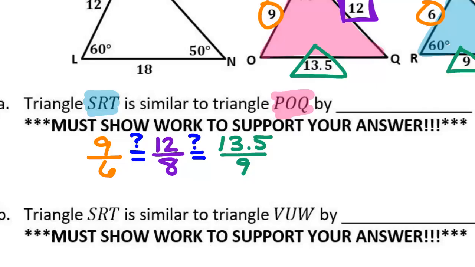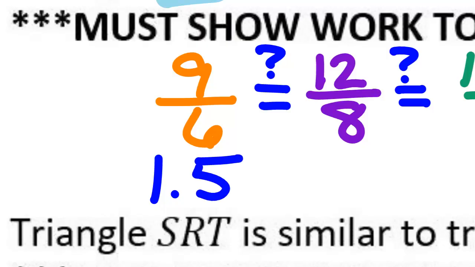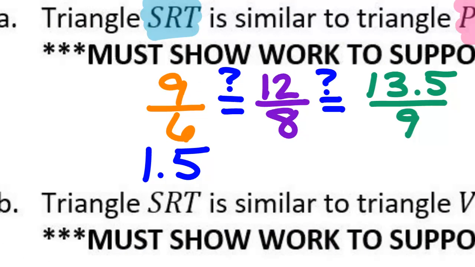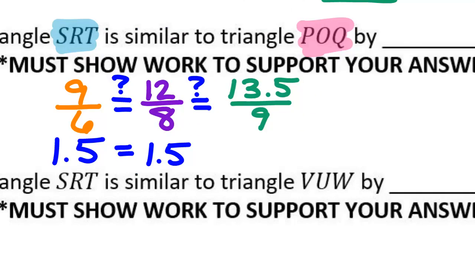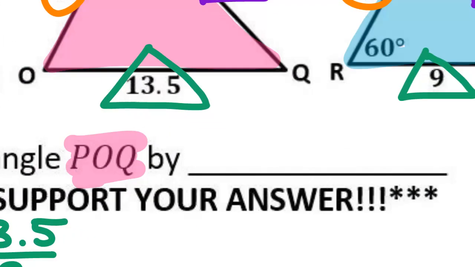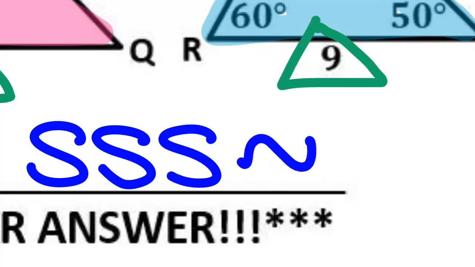What is 9 divided by 6? 1.5. 12 divided by 8? 1.5 again. So those sides are proportional, but we still have to know about this last pair of sides. What is 13.5 divided by 9? 1.5 again. So since we looked at the 3 pairs of sides, I would say that these two triangles are similar by side, similarity. Don't forget to put the squiggle at the end.